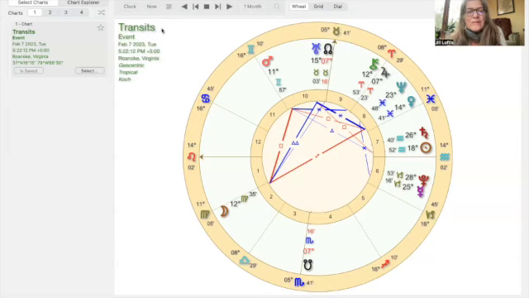So that is my super quick tutorial on looking at the degrees of your sign and knowing the house cusps for your particular chart.